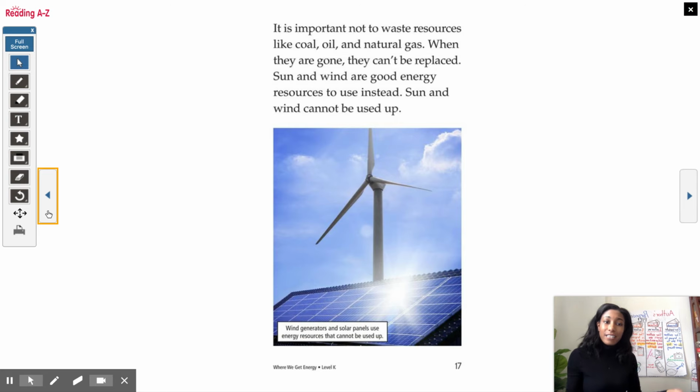They weren't trying to make us laugh. They weren't trying to make us be silly. They weren't saying anything about anyone being silly. They were just trying to inform us and teach us facts about energy.